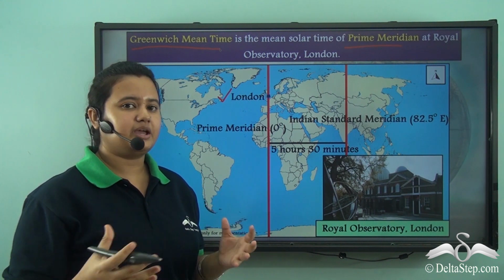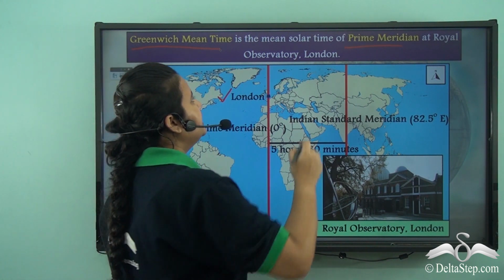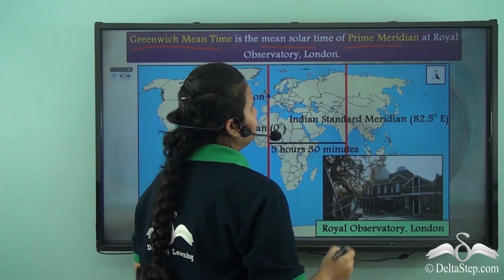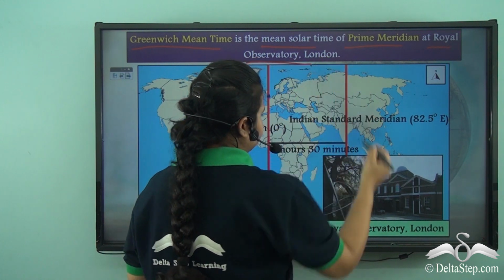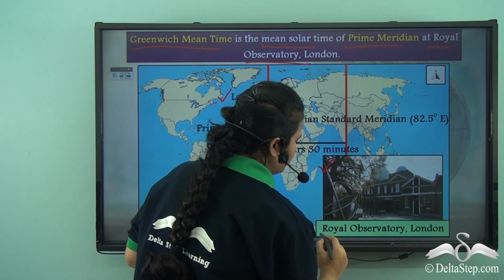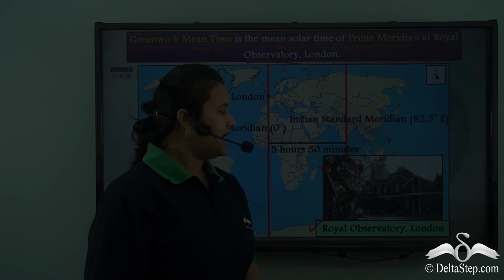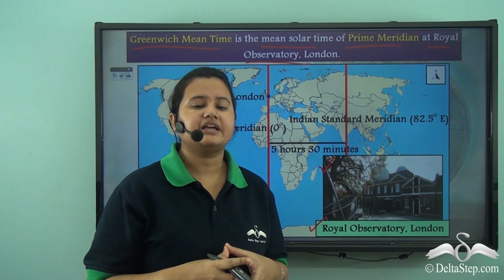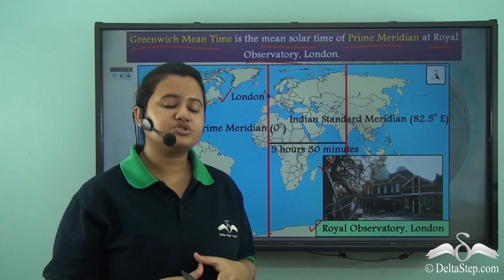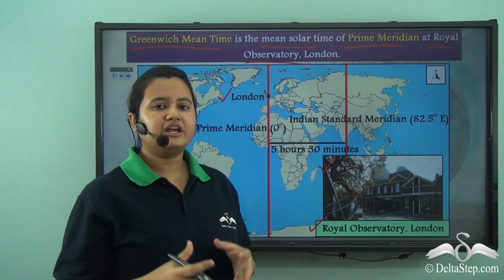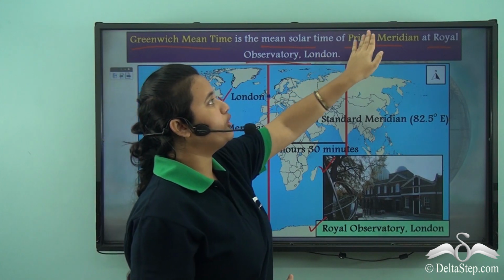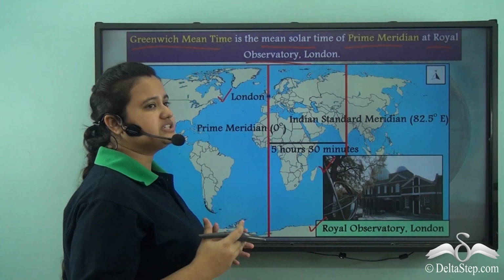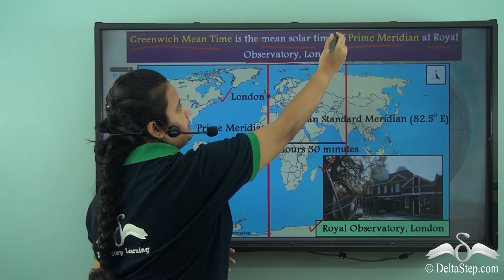Now, what is GMT? GMT is the mean solar time of the prime meridian at the Royal Observatory, London. This is the picture of the Royal Observatory. And in this place, the time of the prime meridian is noted every day. I mentioned that Greenwich Mean Time is the mean solar time of the prime meridian. Now, what is meant by mean solar time?